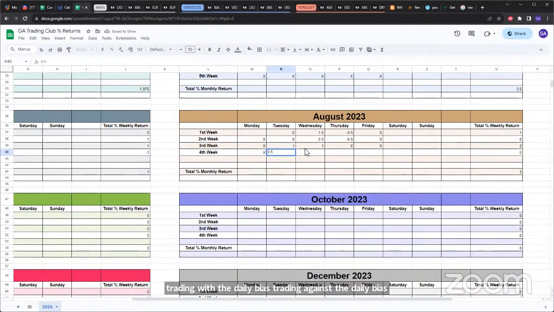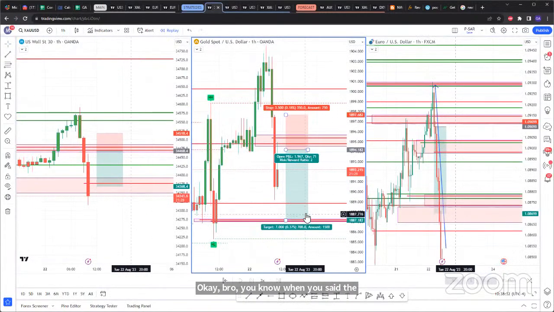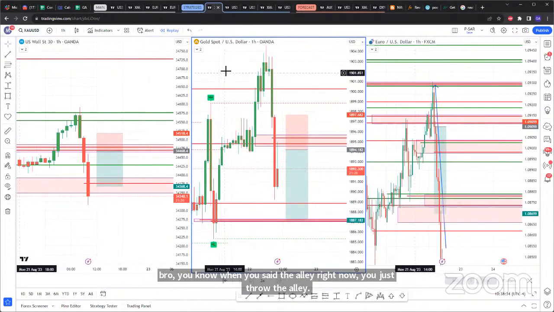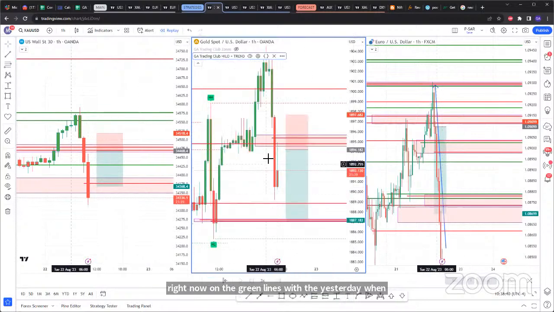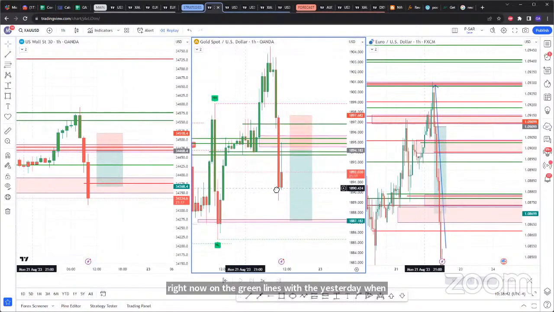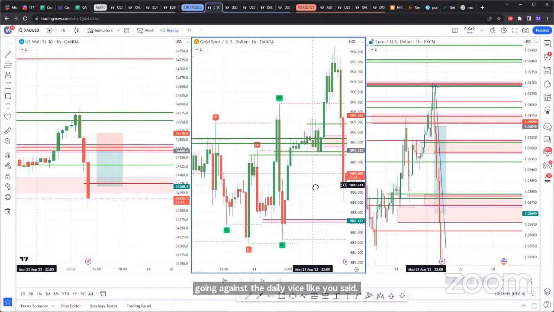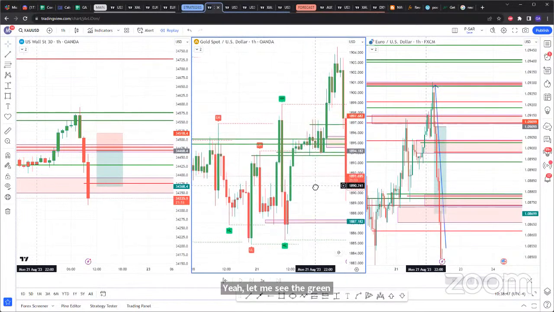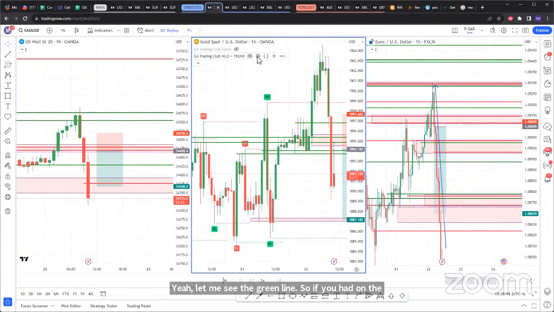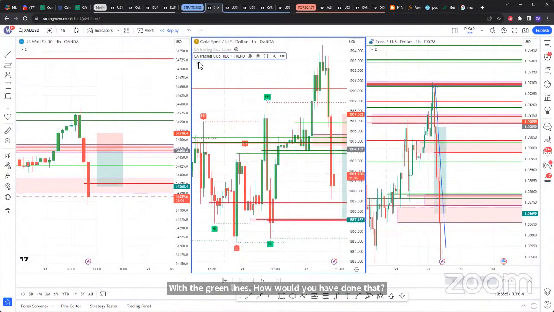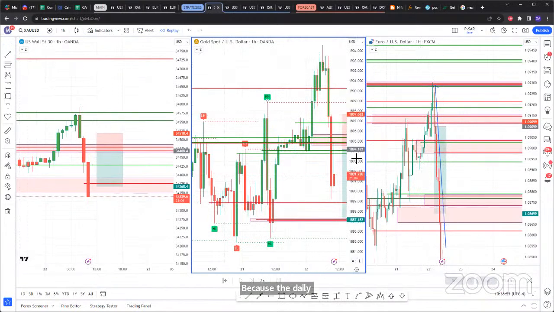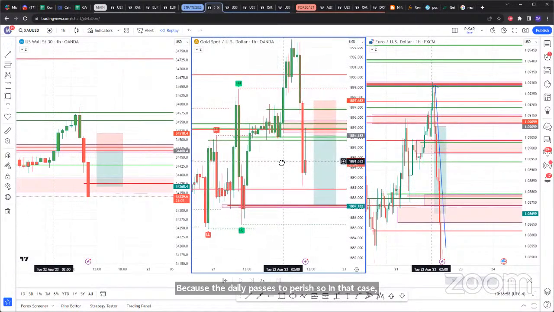Okay, bro, when you said the hourly right now, you just showed the hourly. So with the hourly, when you're on the green lines, like yesterday, when you could have entered, of course, that's going against the daily bias, like you said. But when you see the green lines here, and you had the red lines as well, how would you have done that? Because the daily bias is still bearish. So how would you do it?